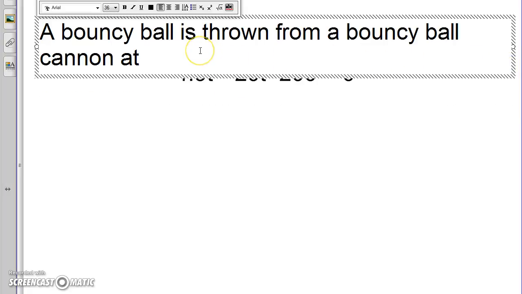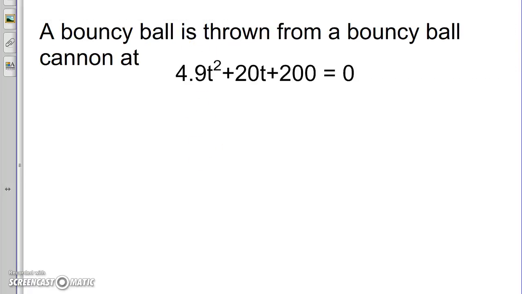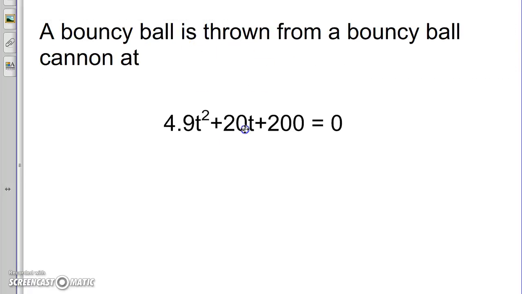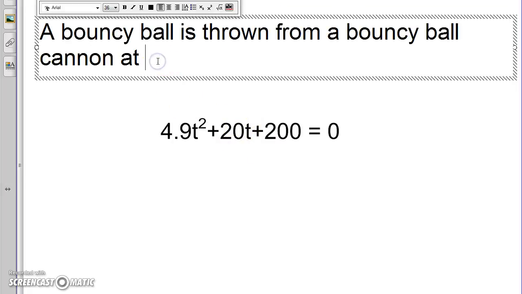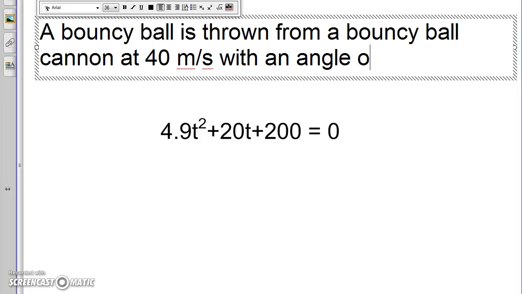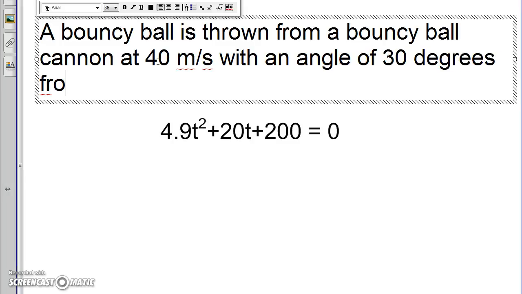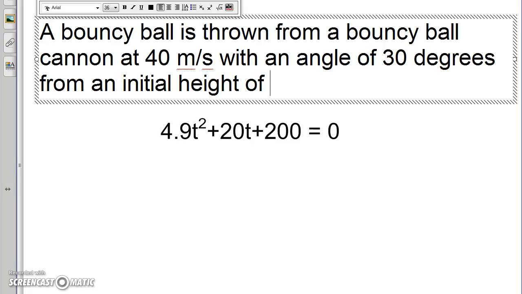Alright, and what I did here was, I know that I need the vertical component to be 20. Well, if you take the inverse sine of 1/2, you get 30 degrees. So I'm going to make the angle 30 degrees, and that's going to give me half of the full velocity, so I'm going to put 40. A bouncy ball cannon at 40 meters per second with an angle of 30 degrees, from an initial height of 200 meters.